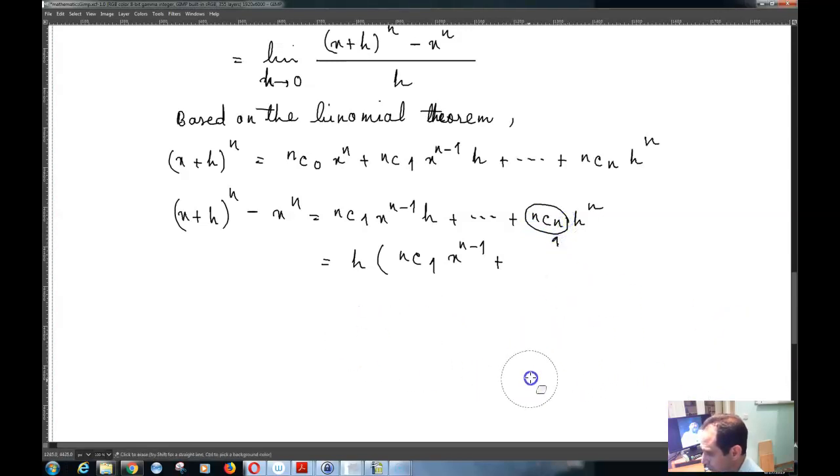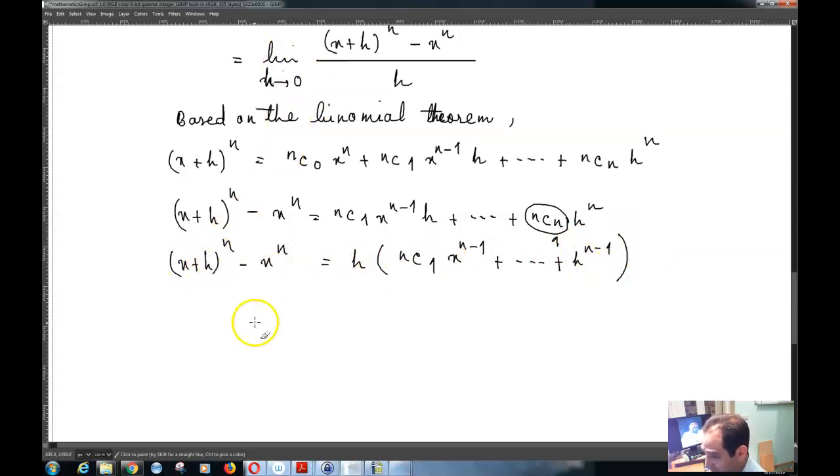So then you can write this as n combination 1, x raised to the power n minus 1, I've taken the h out, all the way up to h raised to the power n minus 1. So then now I know that (x plus h) raised to the power n minus x raised to the power n is basically this expression over here.